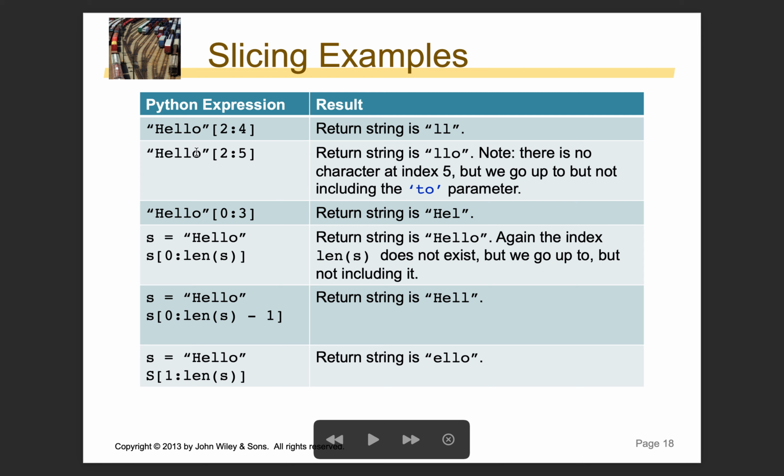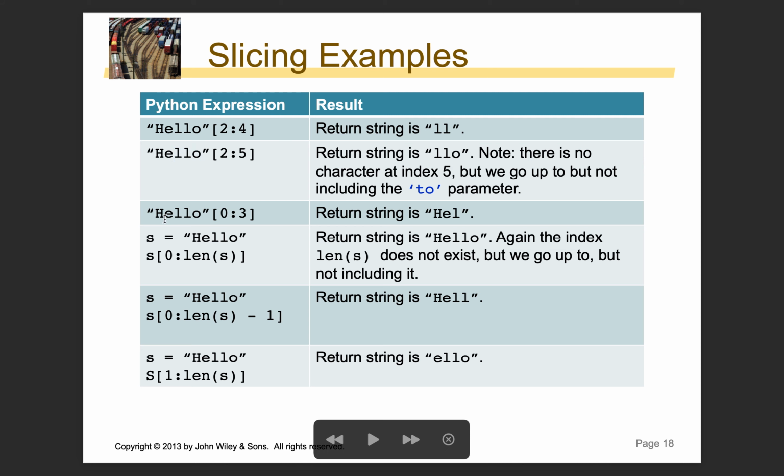If I were to go hello from 2 to 5, again, I'm starting at this L, and I'm going all the way up to the 5th index. Well, we don't have a 5th index. We can carry on, because it's a string of length 5, but only from 0 to 4. But we go up to, but not including, the second parameter. So we go up to the 5th index, which doesn't exist, but not including it. So we include the 4th index.